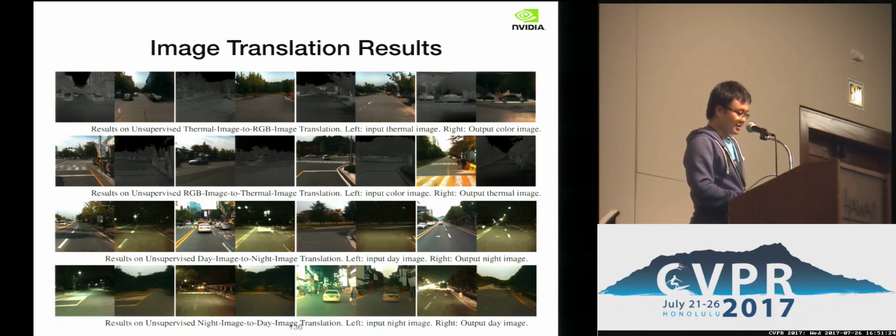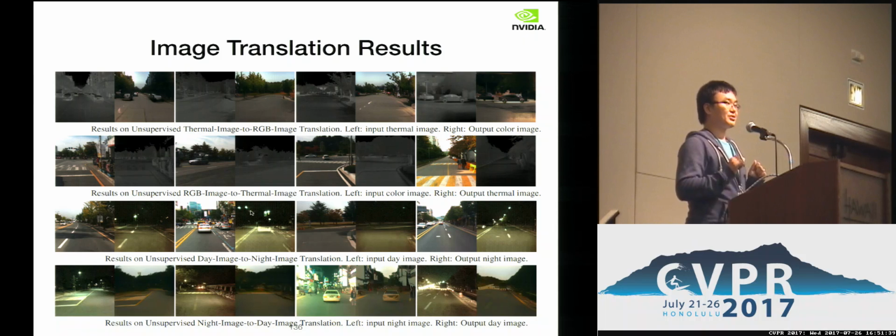This is all done without any correspondence. You'll see that the result is not perfect. For example, for these images, I don't see the street light here, but it generates two light bubbles. But it looks like a real color image. So it means the GAN is trying to make it real.